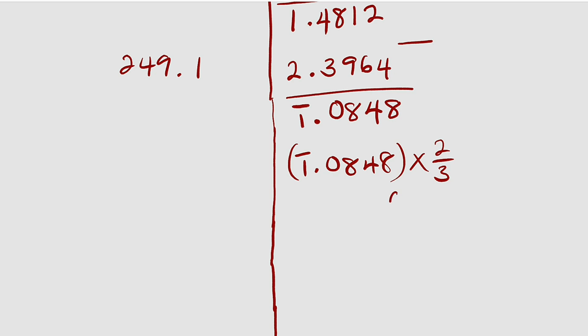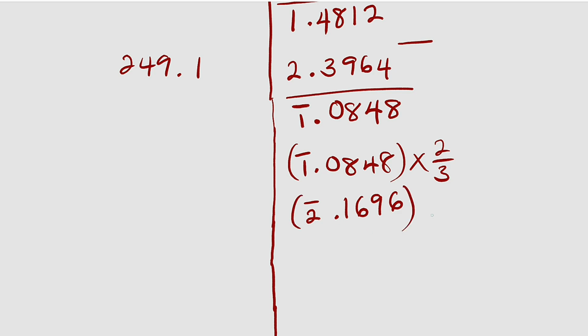2 times 8 is 16. We have 1 left. 2 times 4, 8 plus 1 is 9. 2 times 8, 16. We have 1 left. 2 times 0 is 0 plus 1. And lastly, bar 1 times 2 is bar 2.